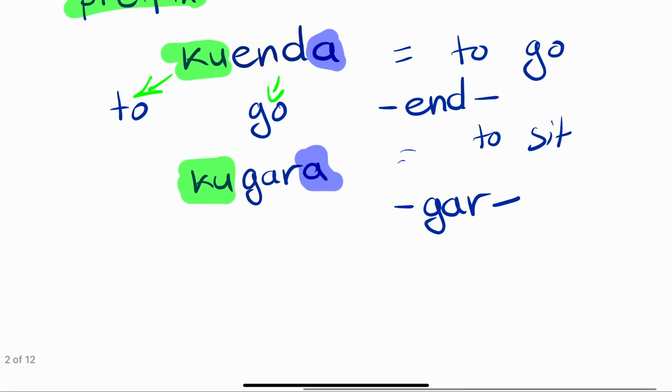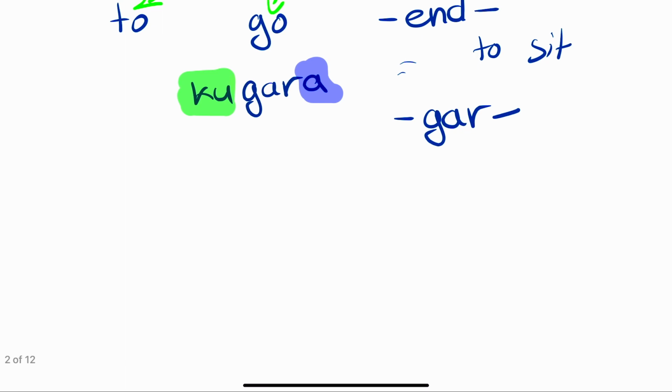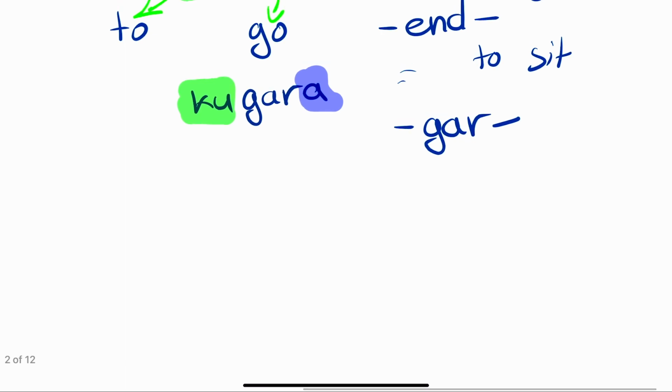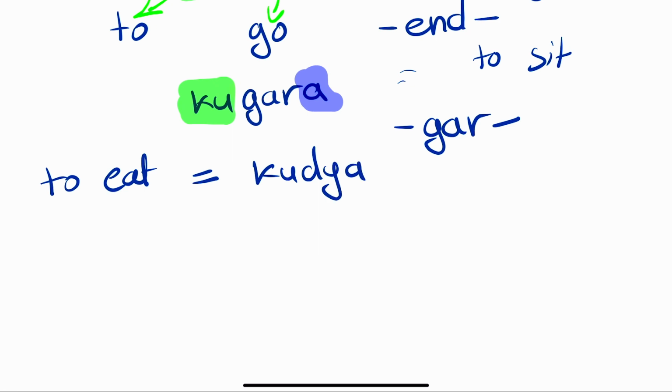If I was to take another verb altogether, let's try to eat. Again, in the infinitive, to eat becomes kudya. My verb prefix, ku.